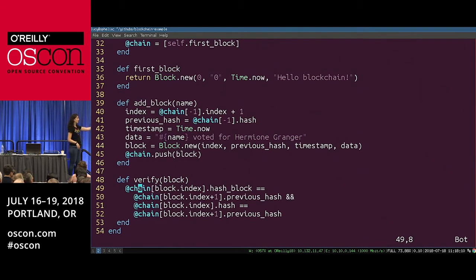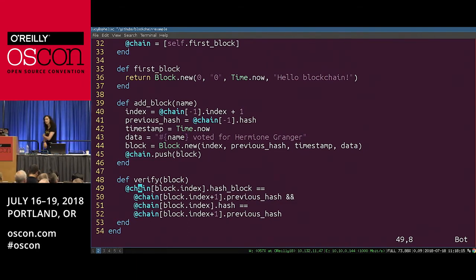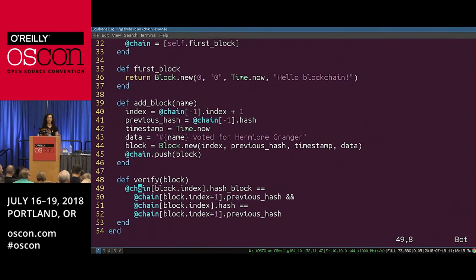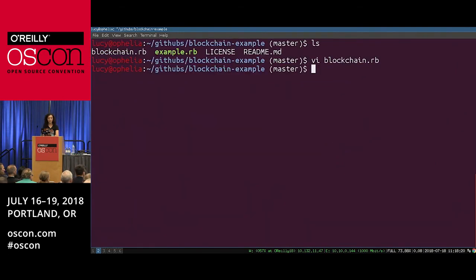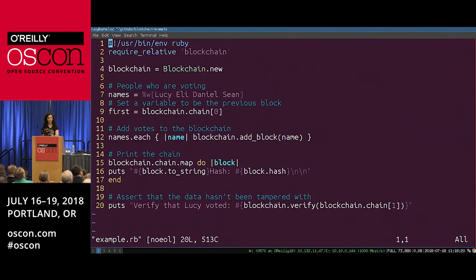And so I also check that the hash hasn't changed and that it matches the previous hash of the next block, so kind of making sure that everything is square. And then I have this little example script. So I make a new blockchain. I have a list of people who are going to vote. I make my first block in the chain, and then I have everyone get added to the blockchain.